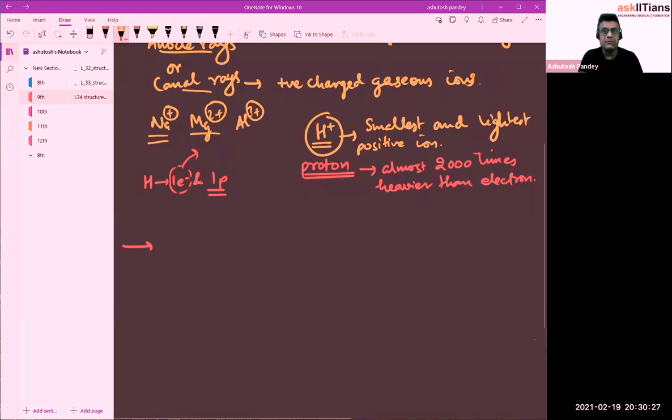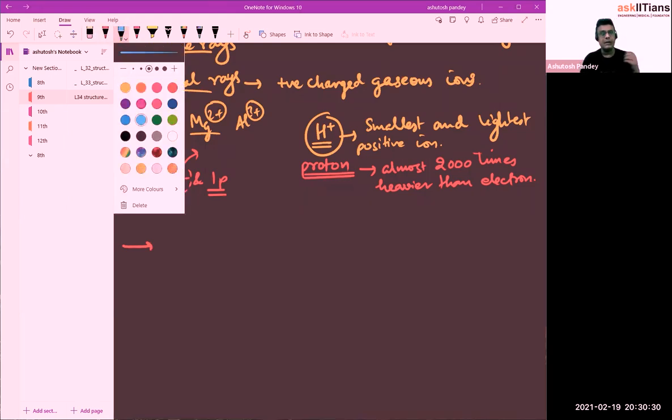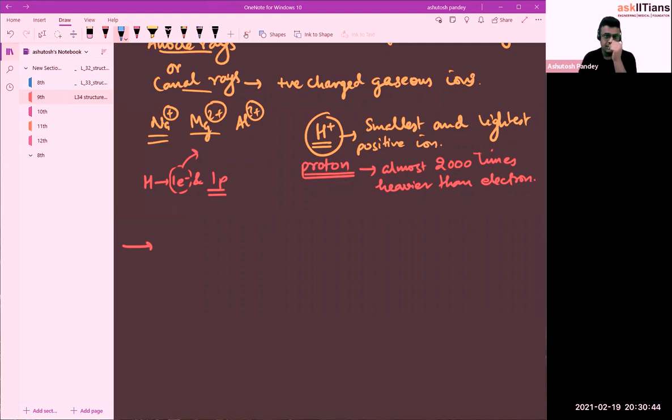And that's why it was felt that there should be some other fundamental particle also present in an atom. Why? Because the proton cannot represent the whole mass of the atom by itself. So it was felt that some electrically neutral particle should be there in the atom. Then people started doing experiments, and Chadwick did one experiment.